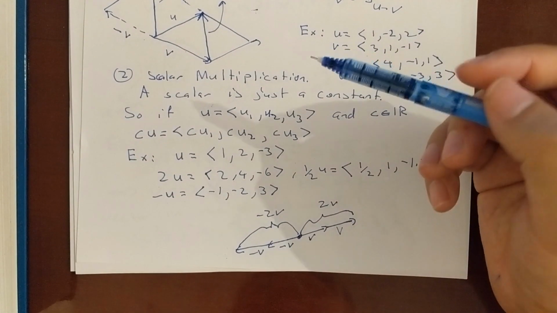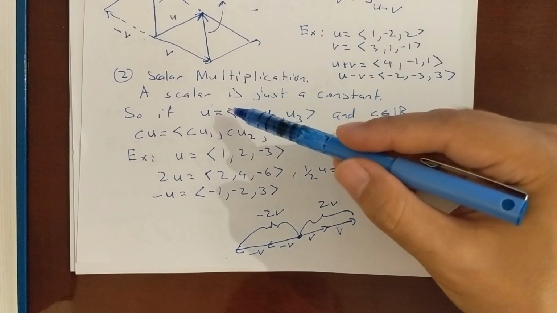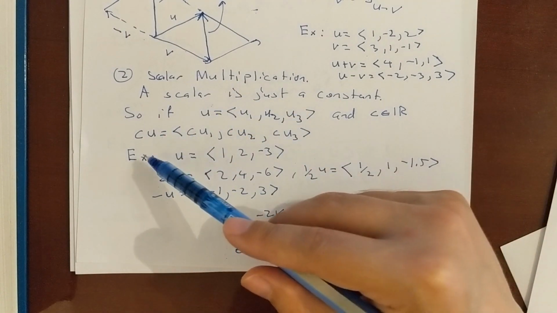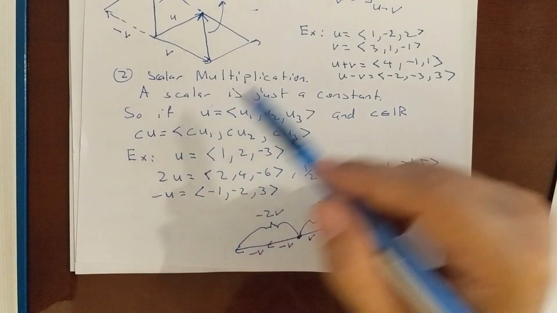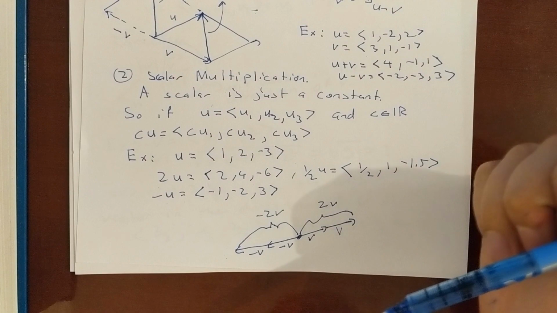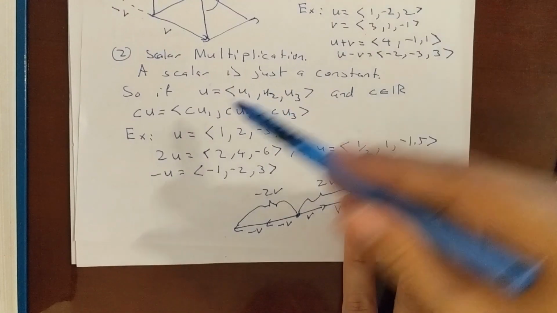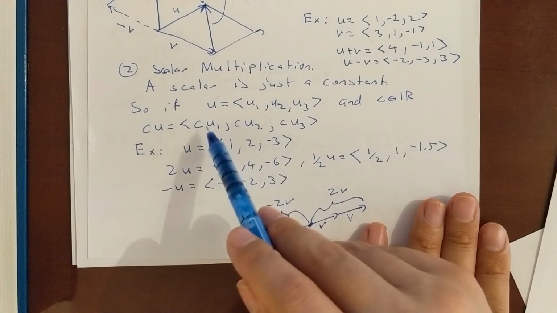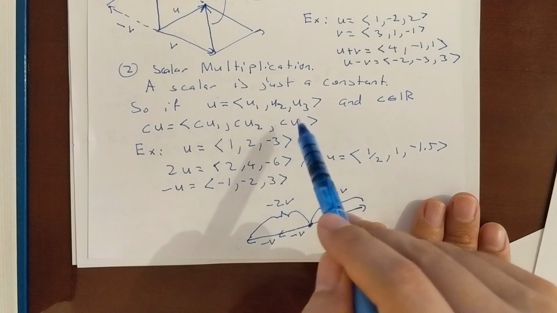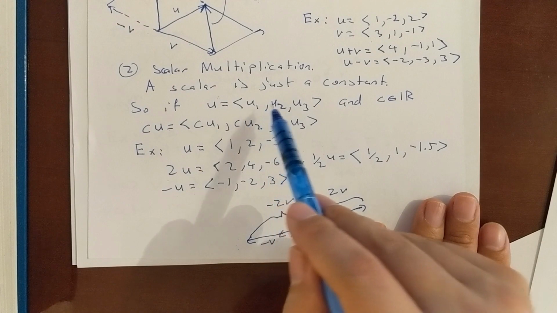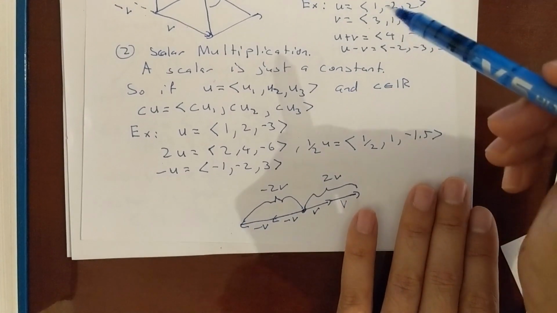So basically a scalar is just a constant. We're trying to multiply the vector with a constant. So if c is any real number, it doesn't matter whether it is positive. If it's positive, it's going to head in the same direction. If it's negative, it's going to head in the opposite direction. c times u is just going to be c times u1, c times u2, c times u3. So you multiply each component by the same number.